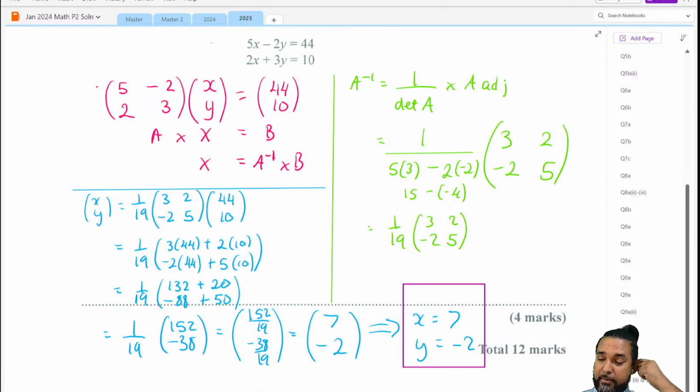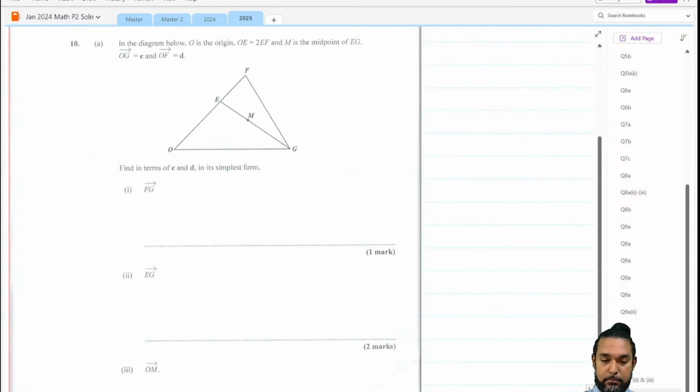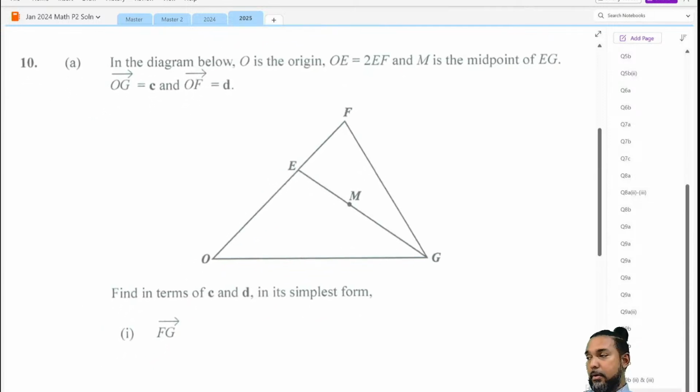All right. Okay. So now we're going to backtrack into the vectors questions. I'll give anybody who wants a little minute to check it out first.